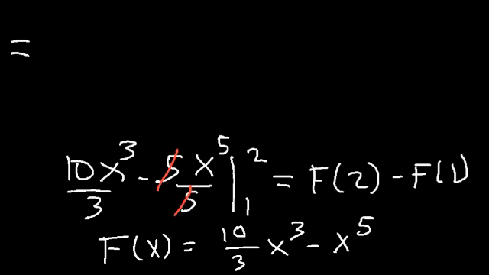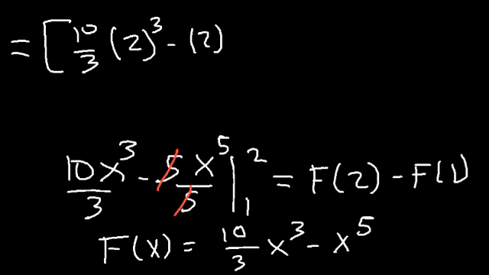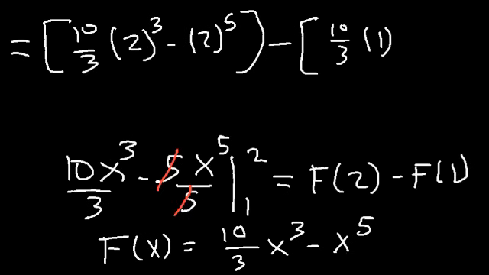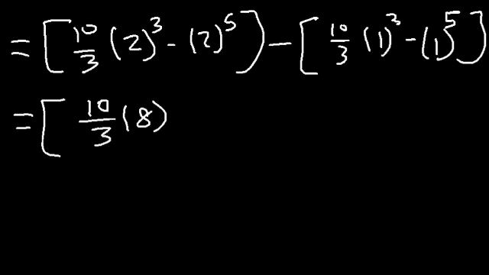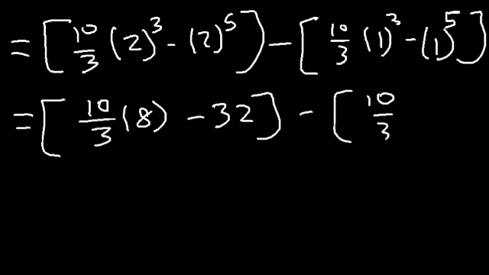So the definite integral is equal to f of 2, which is 10 over 3, times 2 to the 3rd power, minus 2 to the 5th power, and then minus f of 1, which is 10 over 3, times 1 to the 3rd power, minus 1 to the 5th power. 2 to the 3rd power is 2 times 2 times 2, which is 8. 2 to the 5th power, if you take 5 2's and multiply them together, you should get 32. And this is going to be minus 10 over 3 minus 1.